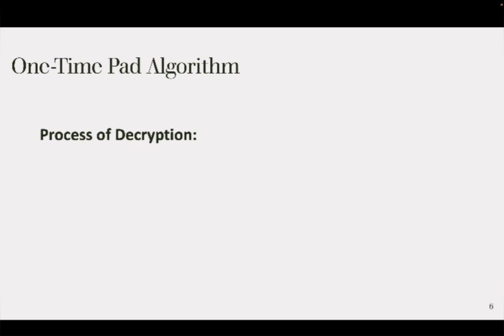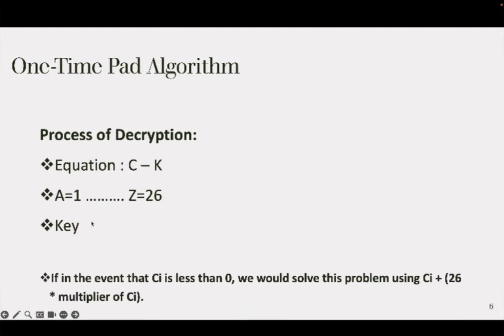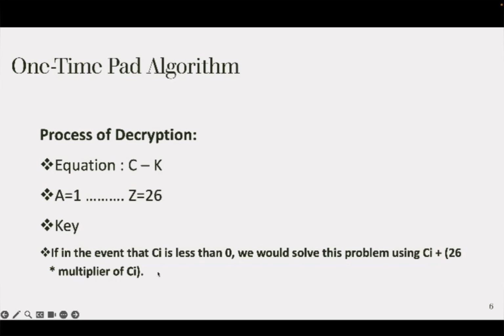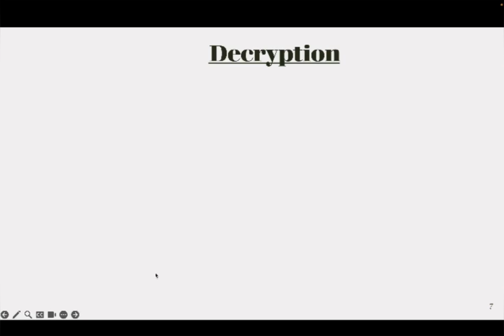Now we see how to decrypt in the one-time pad algorithm. For the process of decryption, we need at first an equation, that is C minus K. Here C means ciphertext value and K means key. Then we need a sequence number of A to Z, which helps in our math. Thirdly, we need a key. If Ci is less than 0, we would solve this problem using Ci plus 26 times a multiplier of Ci.